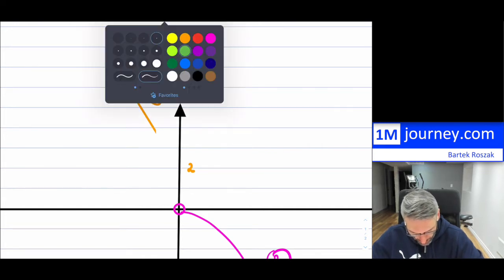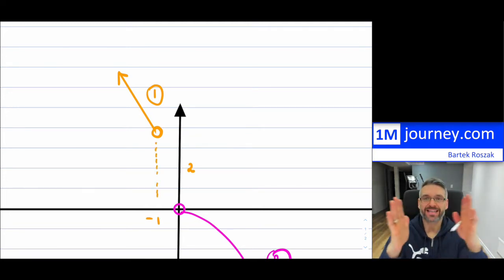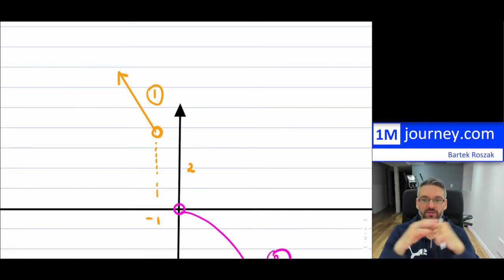So we would have had something like this, all right? And this right here, let's assume that that was -1. So notice there would have been a gap. So your pieces would have been defined for different domains, okay?